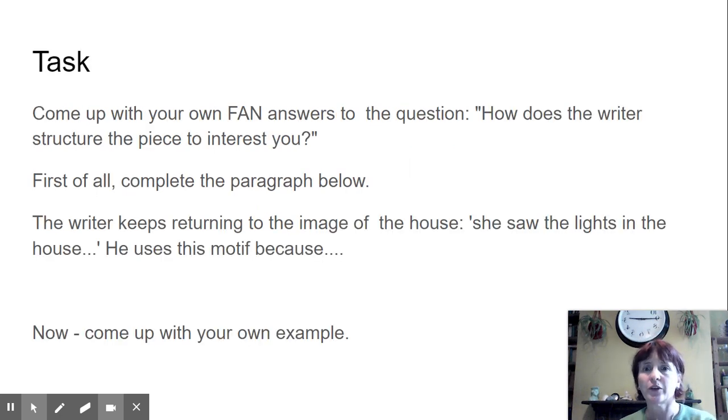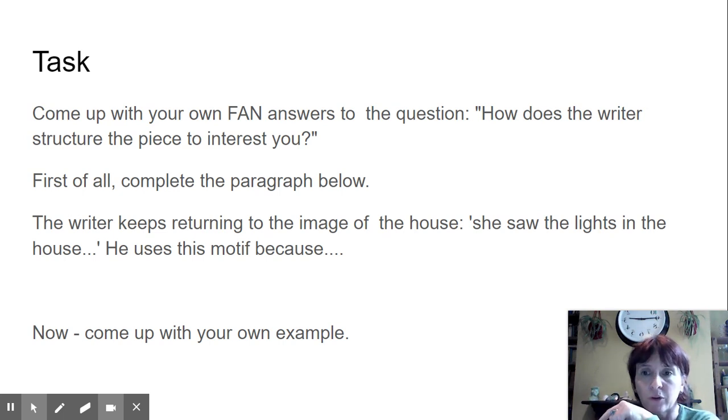So why don't you have a go at writing your own answers to the question, how does the writer structure the piece to interest you? I would suggest starting with this one: the writer keeps returning to the image of the house. He uses this motif because, and then you analyze, okay? You analyze that answer.